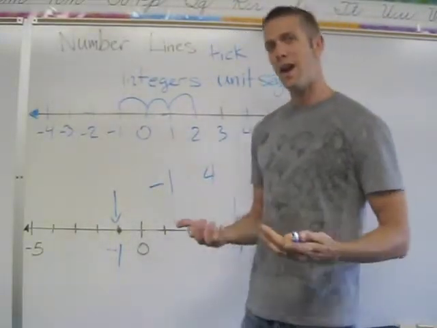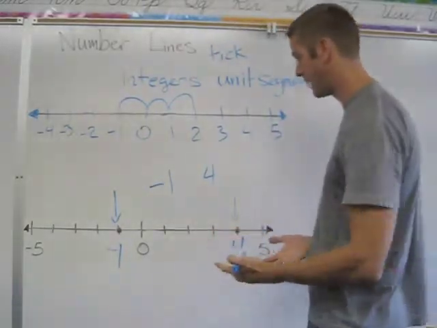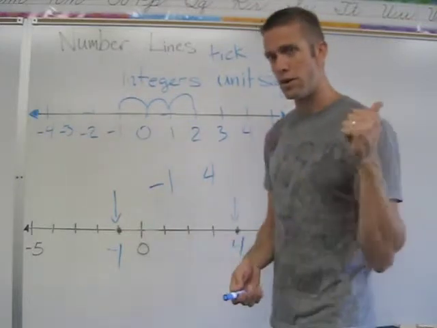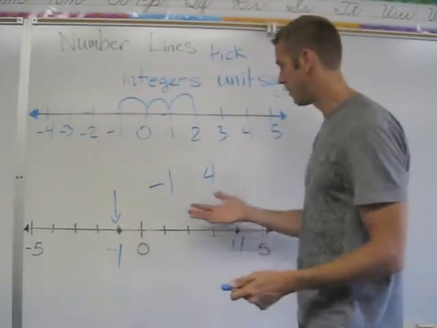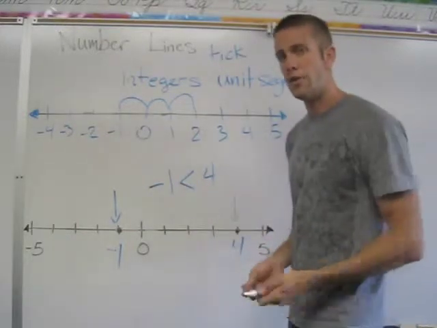And then we're asked to compare them. To compare them, they mean which one's bigger, or are they the same? Well, they're obviously not the same. And we've already told the rule that the farther you are to the right, the bigger it is. So 4 is greater than -1, or -1 is less than 4.